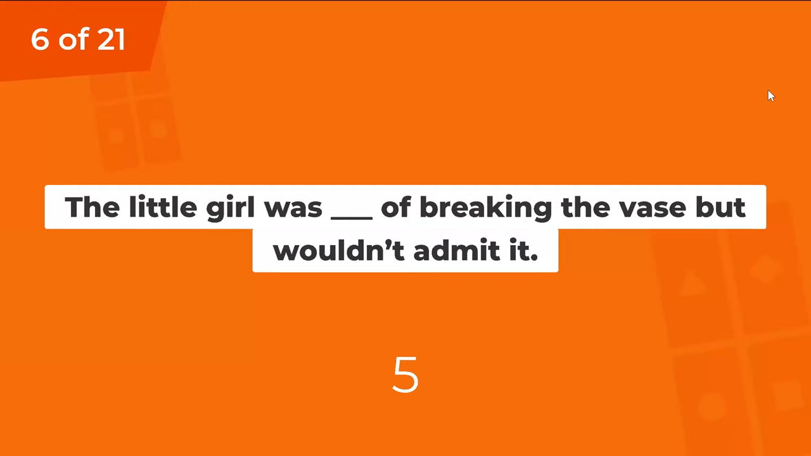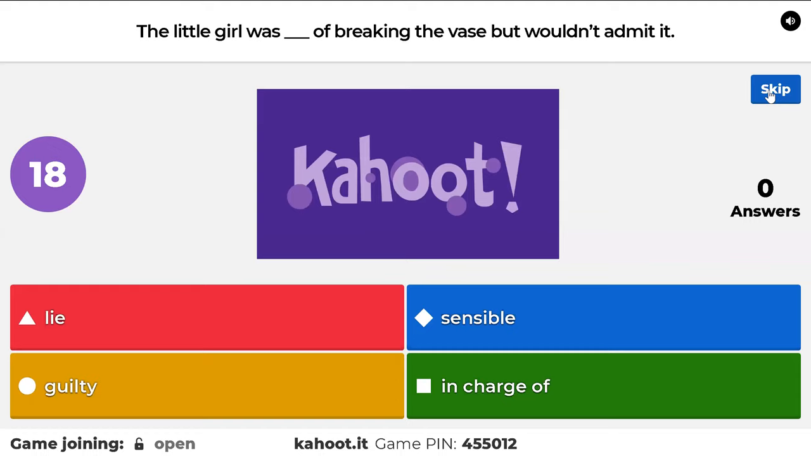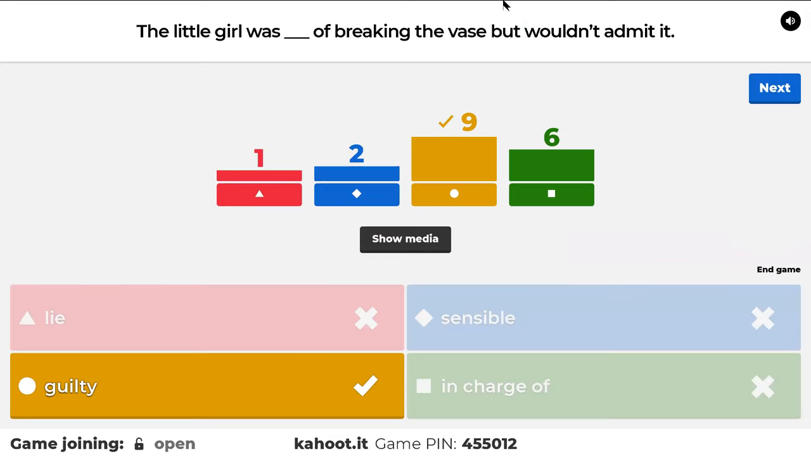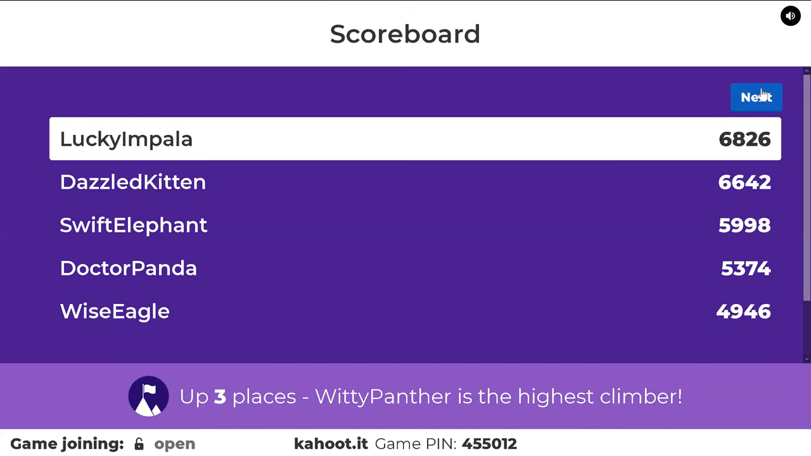All right. The little girl was blank of breaking the vase, but wouldn't admit it. So wouldn't admit it means, you know, she won't say she did it. Yeah, she was guilty. She broke the vase, maybe accidentally, but she wouldn't admit it. So Lucky Impala's first. Wow. And then Dazzled Kitten.